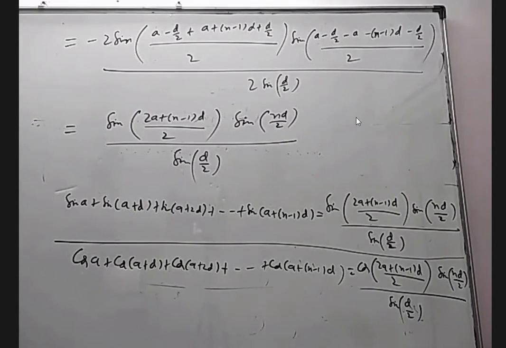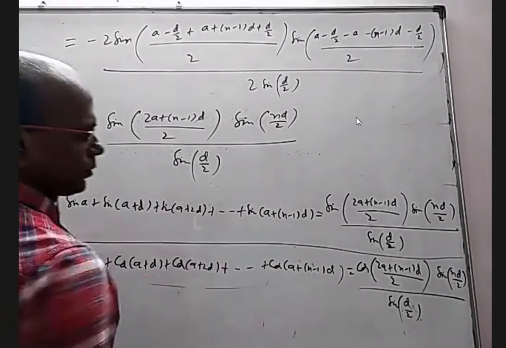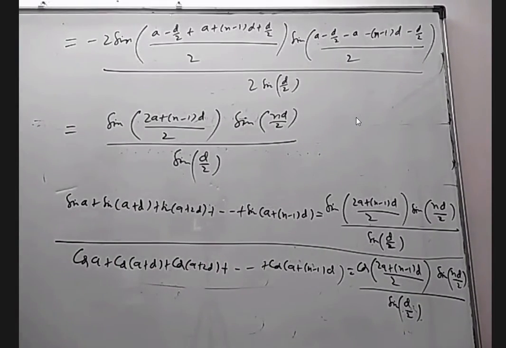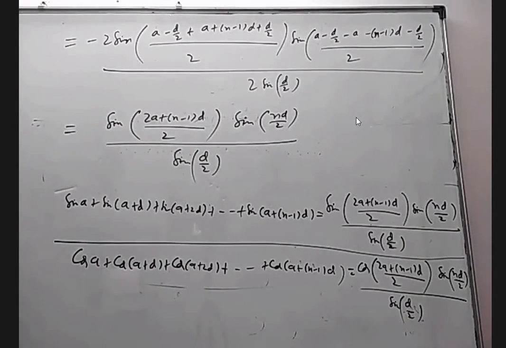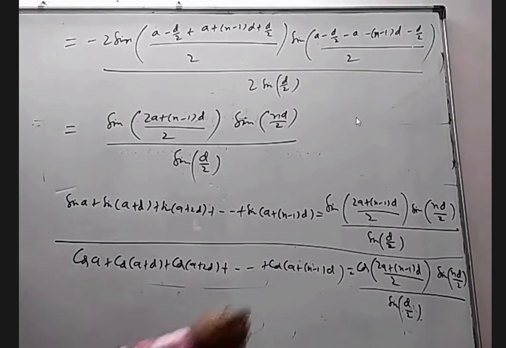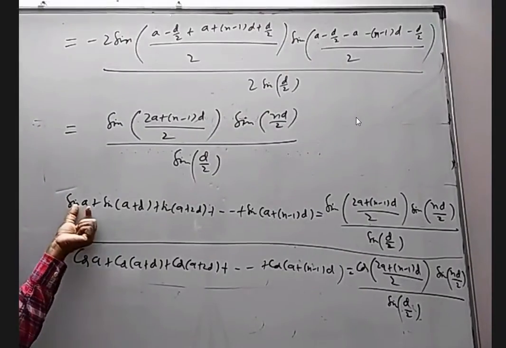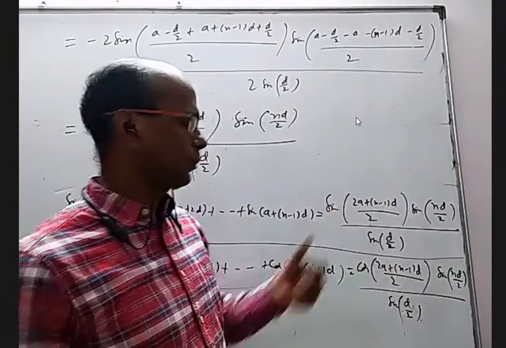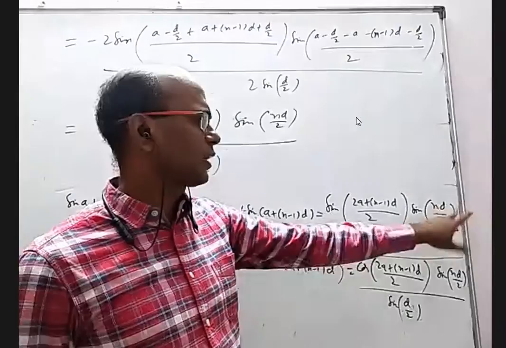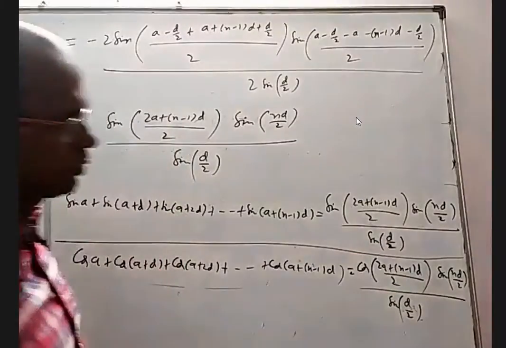So the formula 2A plus (n-1)D by 2, we can write Sn by 2, sum of those angles, all angles. It is not sum. It is only sum of first and last. Because sum of n terms will be n by 2 into (2A + (n-1)D). You have to remember this formula. How will you remember, up to you? You can remember this is the first term, this is the last term, their sum is this by 2. And this is always sine of n times common difference by 2, and this is sine of common difference by 2.